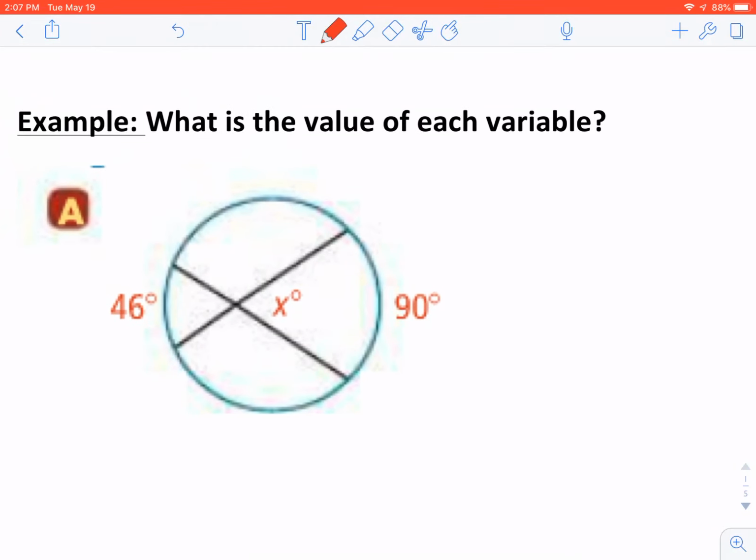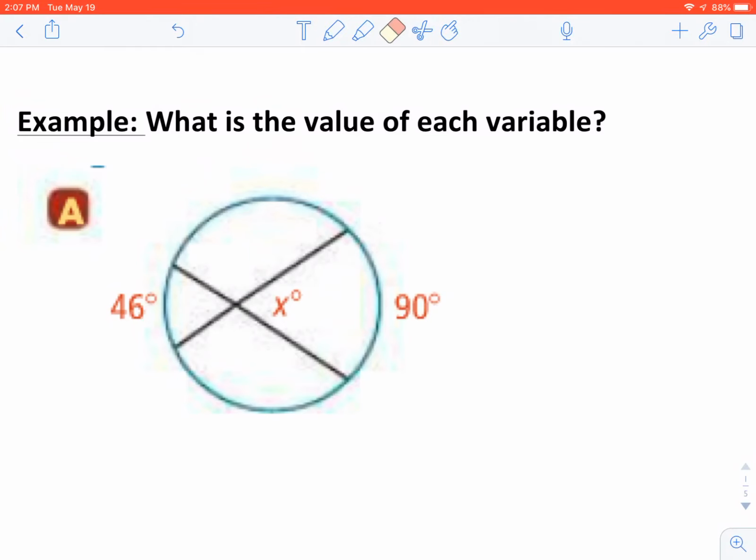So as we take a look at our first example, the directions say what is the value of each variable, but the first thing I need to understand is where is the intersection occurring? Are the two lines crossing in or outside of the circle? In this picture, very clearly the intersection is occurring on the inside of the circle. It occurs right here, okay?